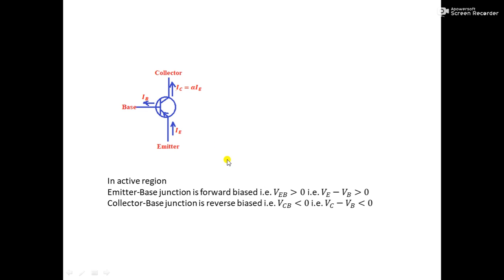Similarly, here we have a PNP transistor. In a PNP transistor, the emitter base junction is also forward biased. If the emitter base junction is forward biased, then VEB must be greater than 0. So, VE minus VB must be greater than 0, and the collector base junction is reverse biased. So, for PNP, VCB must be less than 0, that is VC minus VB must be less than 0.